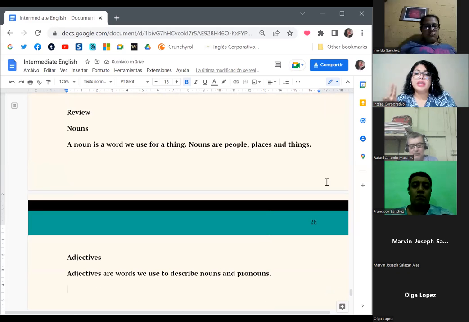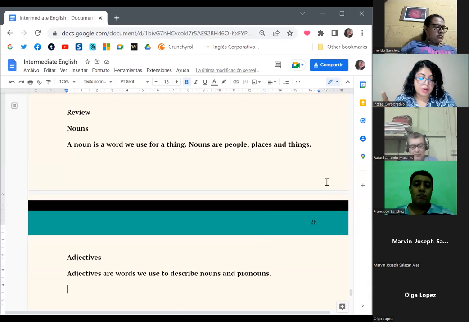The word table, we have the example. The word table is a noun. We have that the noun is a word that we use for things. But how do we describe the table? How can we give more information about that thing? So we are going to use adjectives, and we can say it is big. We have a big table. It's wooden, it's small or long. We use that kind of words, and that is the main thing about adjectives, to help us give more information about the things that we want to describe.